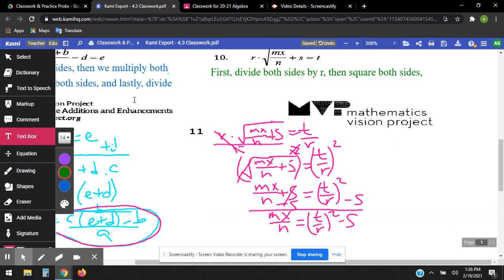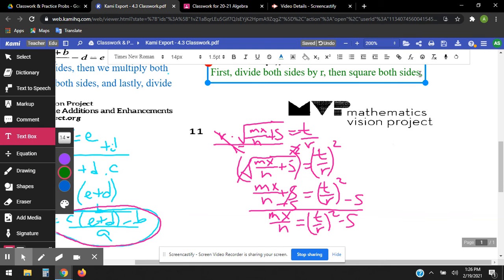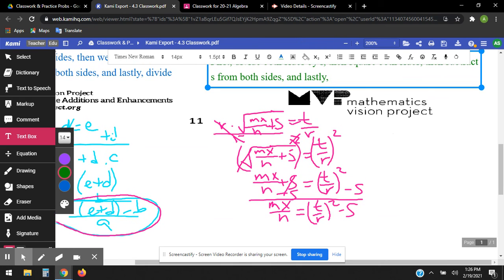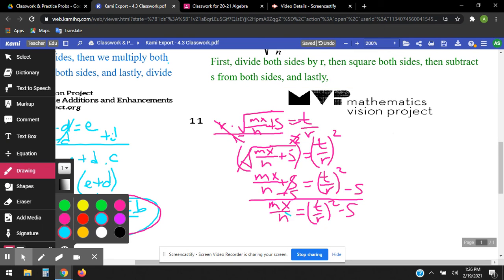All right, so let's get up here and write what we just did. So squared both sides, then subtract s from both sides. And lastly, we are left with a fraction with the x. So I can look at this m over n and think of it as a fraction. So I can times by n over m, and those will cancel, times n over m.